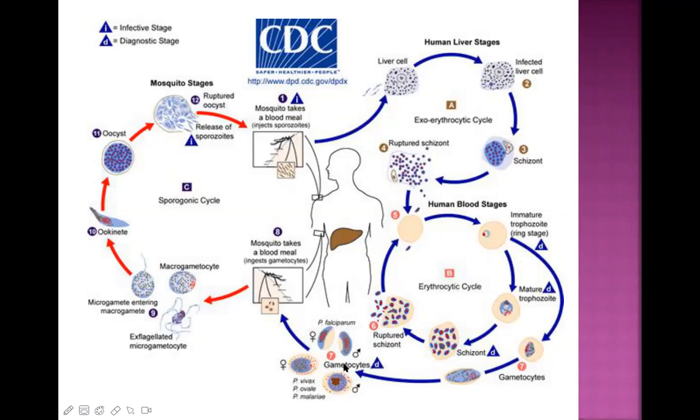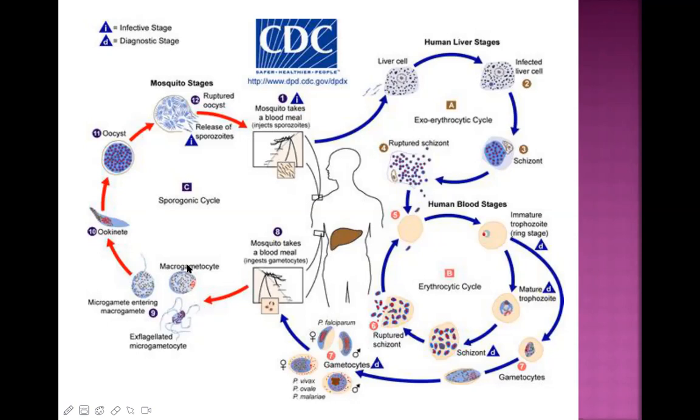Now we are in the gametocyte phase. These gametocytes are the sexual forms of the parasite. These sexual forms would be taken by a mosquito which takes a blood meal from that infected person. So these gametocytes will be ingested by that female anopheline mosquito. Now the cycle starts inside the mosquito.